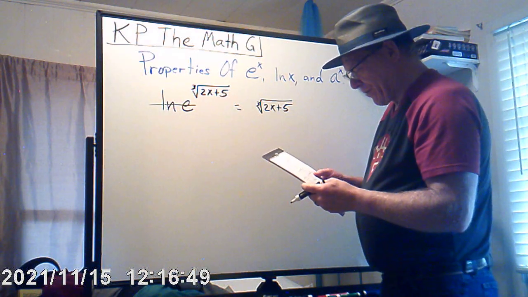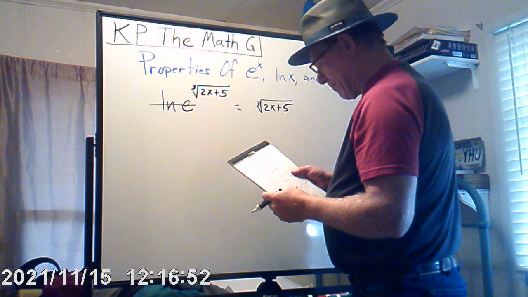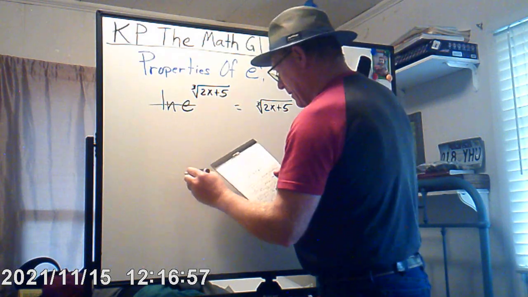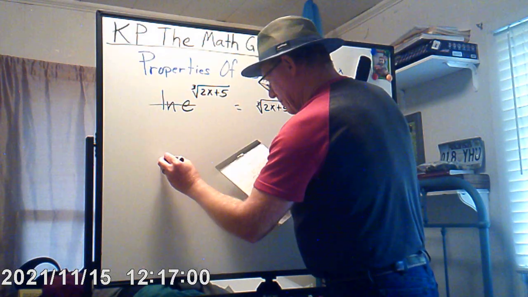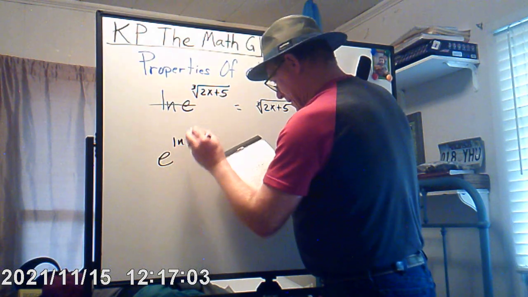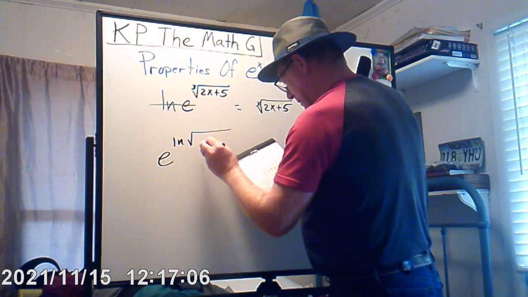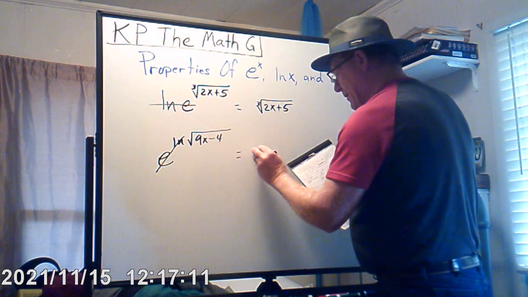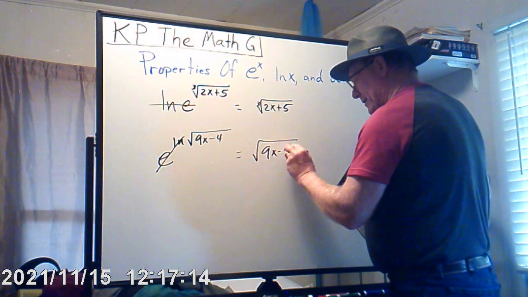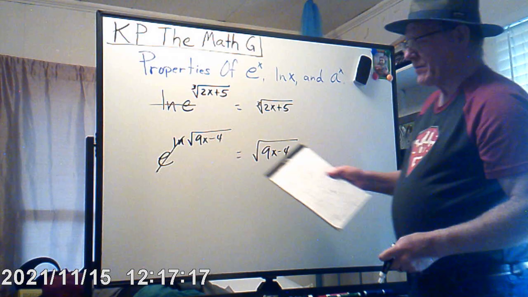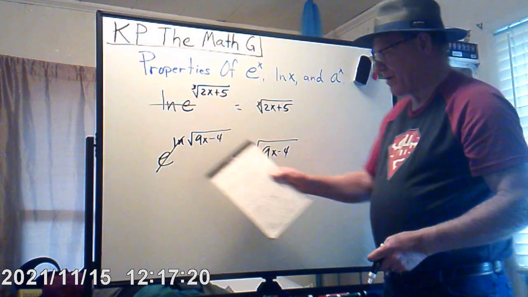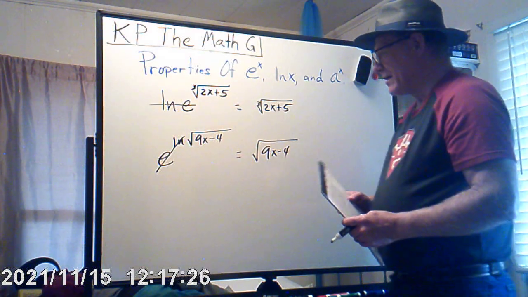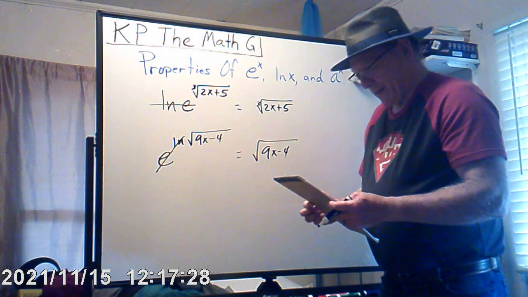On the other hand, if we had ln, or even e to the ln of the square root of 9x minus 4, well, again, it's just the square root of 9x minus 4. So sometimes when you want to solve for a variable and you have ln, you can get rid of the ln by introducing the e. It just simply knocks it out. Okay.